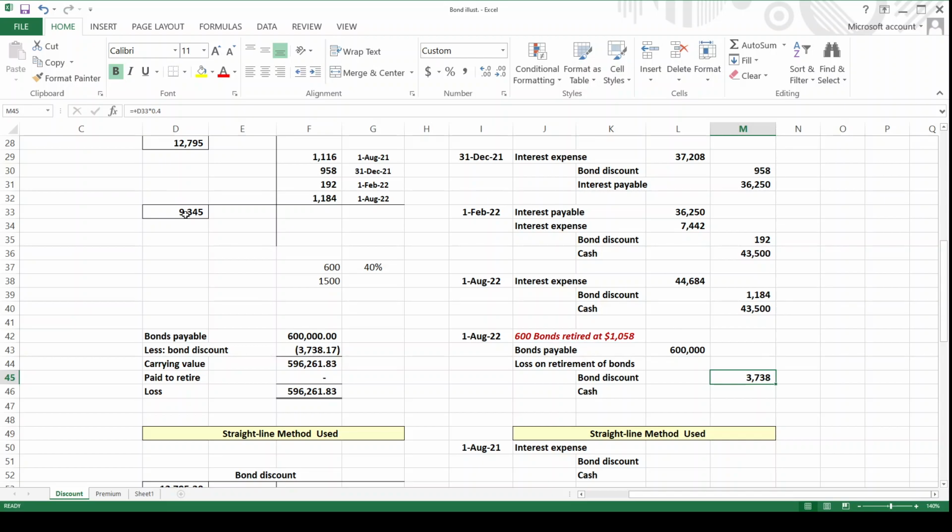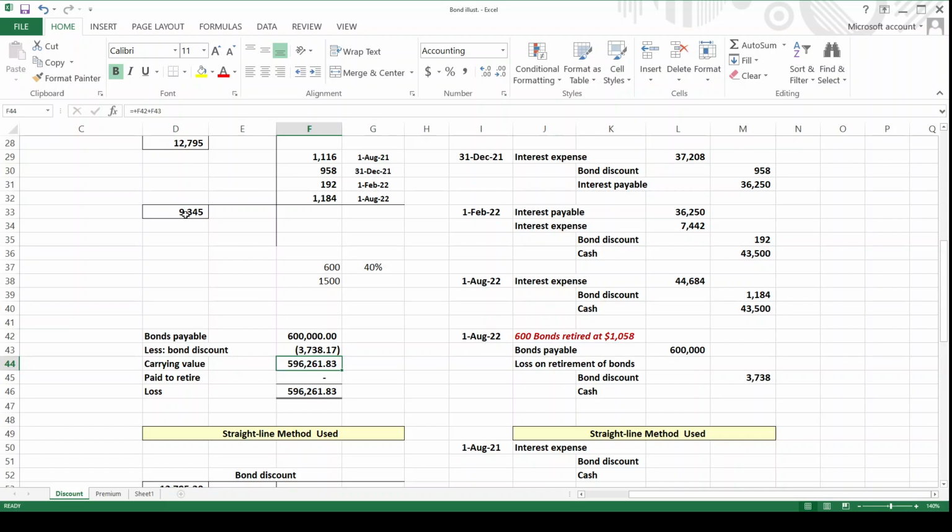Okay. Now, what is the carrying value of the bonds on August 1, 22? And I don't mean all the bonds, just these bonds. It's 600,000 minus the bond discount, yeah? So the carrying value is 596,000 and change. Now we're going to pay a lot more than that to get rid of these bonds. So we're going to take a fairly large haircut on this. It's going to be a loss, okay?